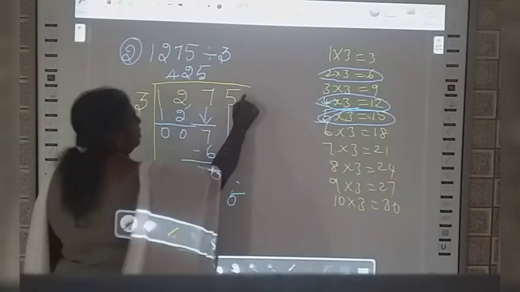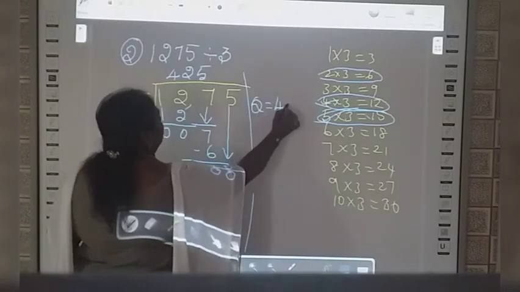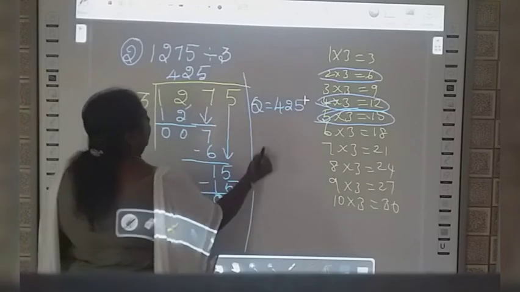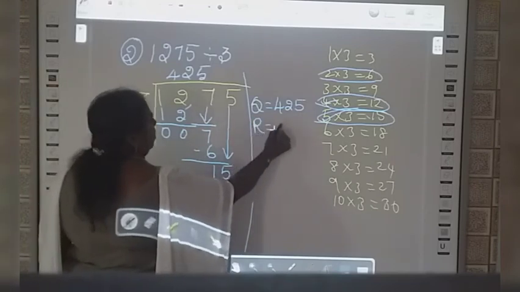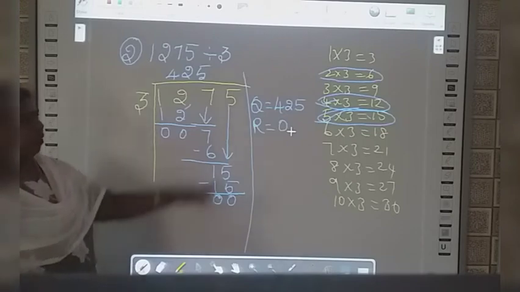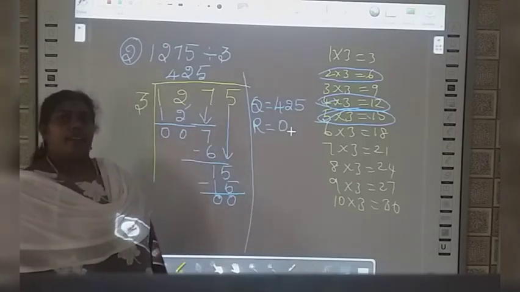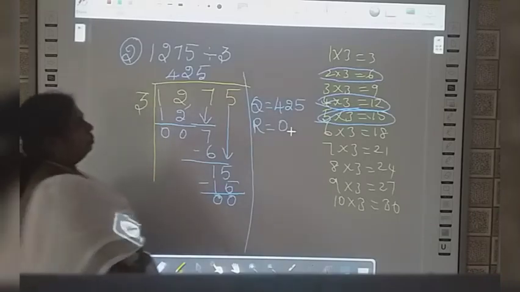So you can write the answer now here. Quotient is 425. Then remainder is 0. Right? Quotient is 425. Remainder 0. Do you understand, children? Yes. Next example.